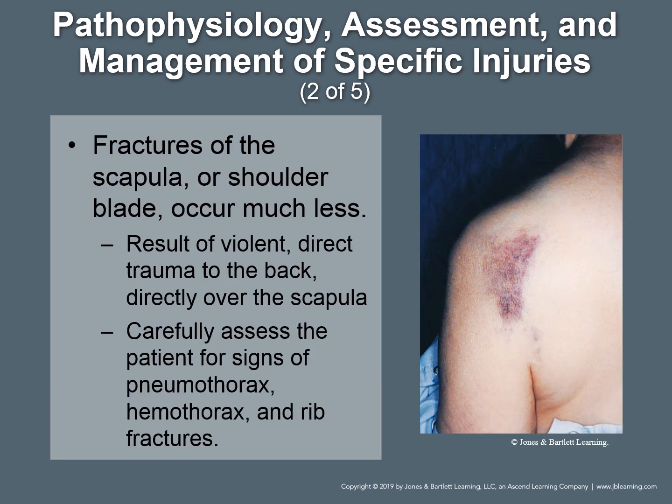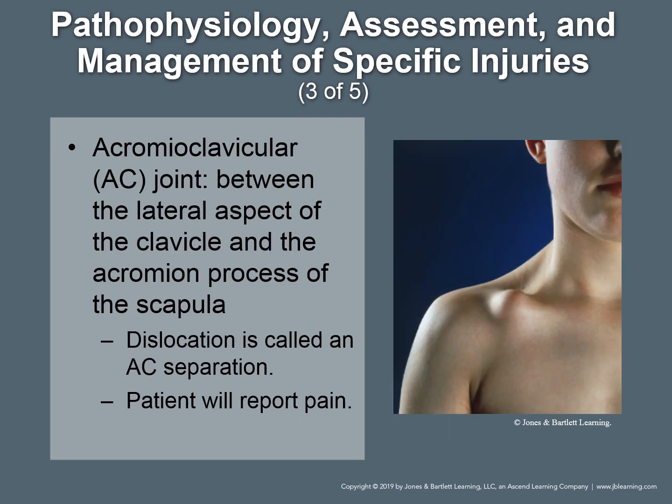Fractures of the scapula or the shoulder blade are fairly uncommon. Usually if you get hit in that area, the shoulder blade will fracture. But it takes quite a bit of force to fracture that shoulder blade. And being that its location is right here at the chest where your lungs are, assess for pneumothorax, check for hemothoraxes, look for rib fractures, look for those other injuries that could be associated with that shoulder blade fracture.